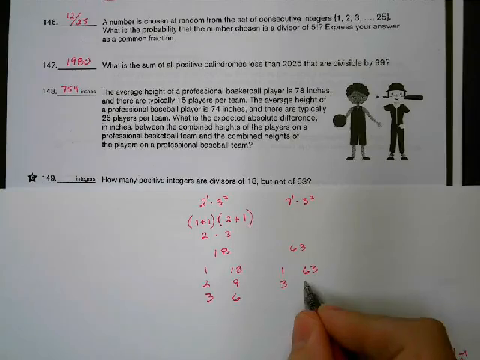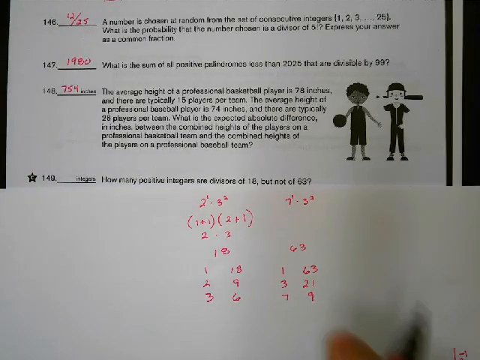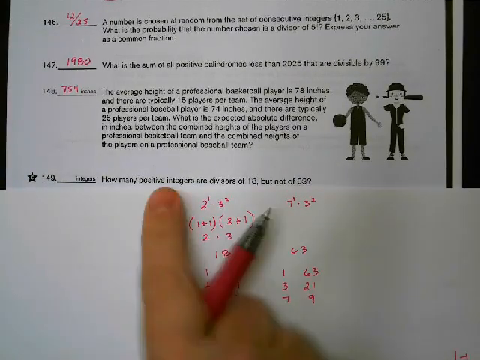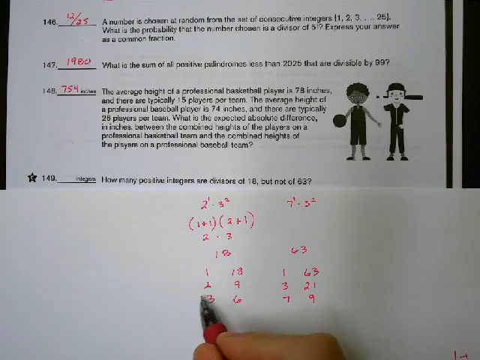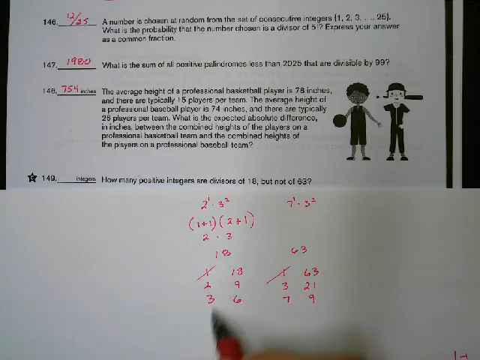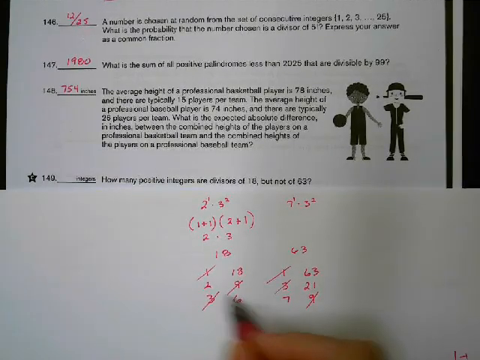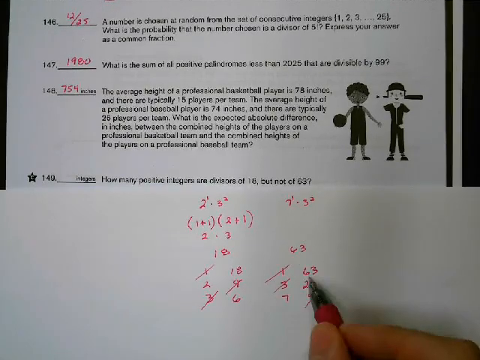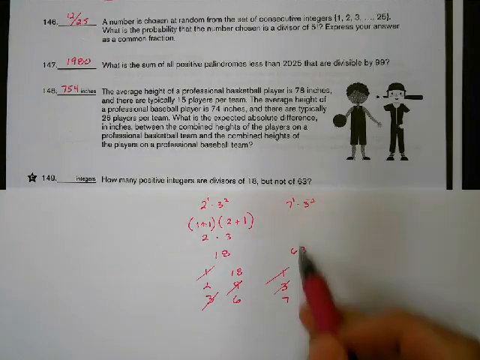All right, so it says how many positive integers are divisors of 18, but not 63. So we just got to take out the ones that work for both. 1 works for both, so that one doesn't work. 3 works for both, so that one doesn't work. 9 works for both. So it looks like we have 1, 2, 3. 3 divisors of 18 that are not divisors of 63. And looking at this, I should have just said, oh, it's all the even divisors because 63 doesn't have any even divisors. Hindsight. All right, so anyways, it's 3.